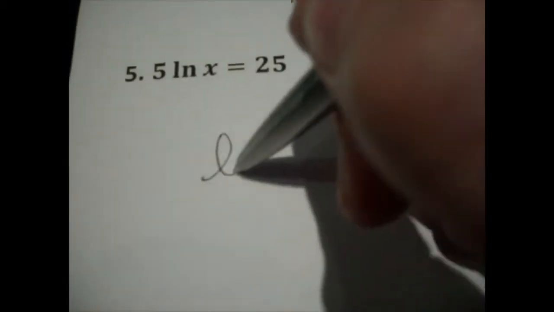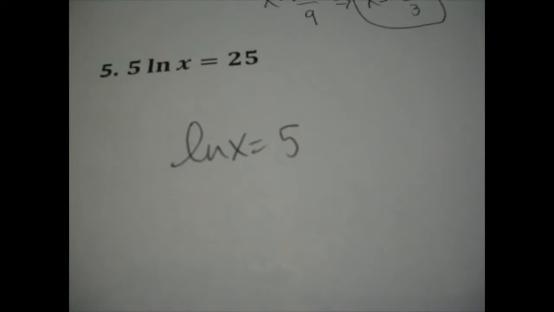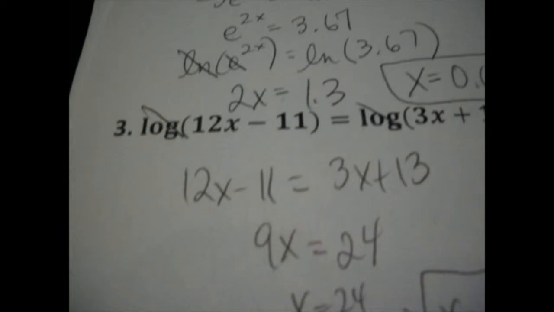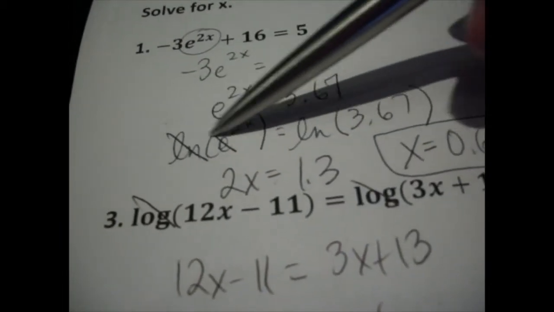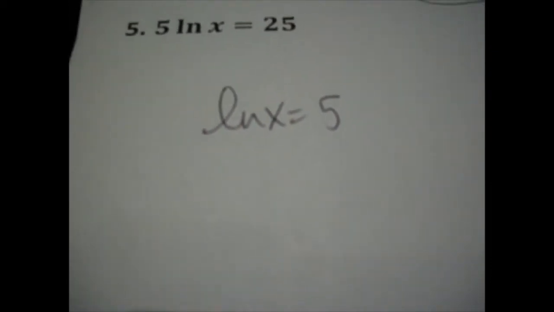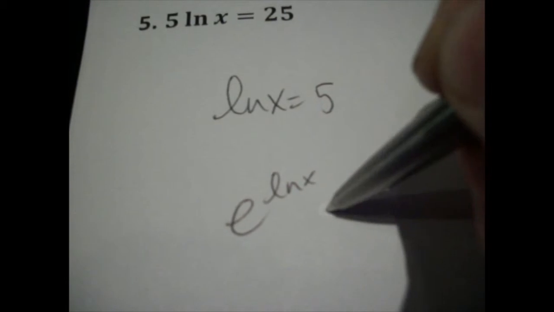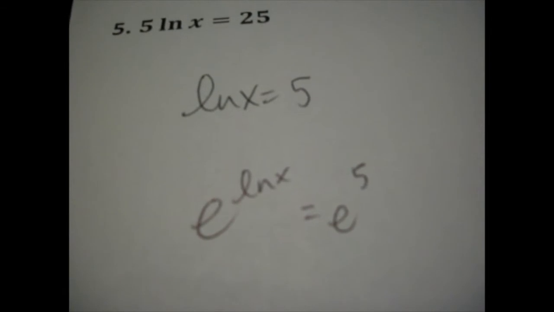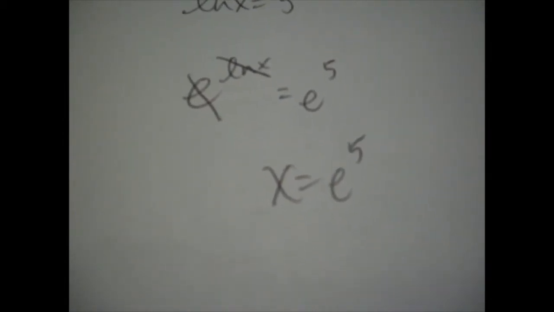Slightly different. What I want to do is, I'm first going to divide both sides by 5. So I have that. Now, we did this, where was it? Right here. How e and ln canceled out. So what I can do, if I raise e to both sides, so e to the ln of x and e to the 5th, e and ln will cancel. So x equals e to the 5th. This is what I was left with.